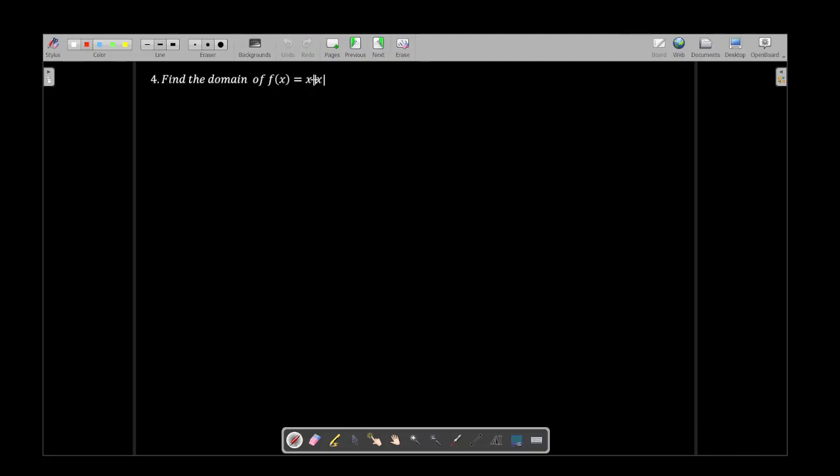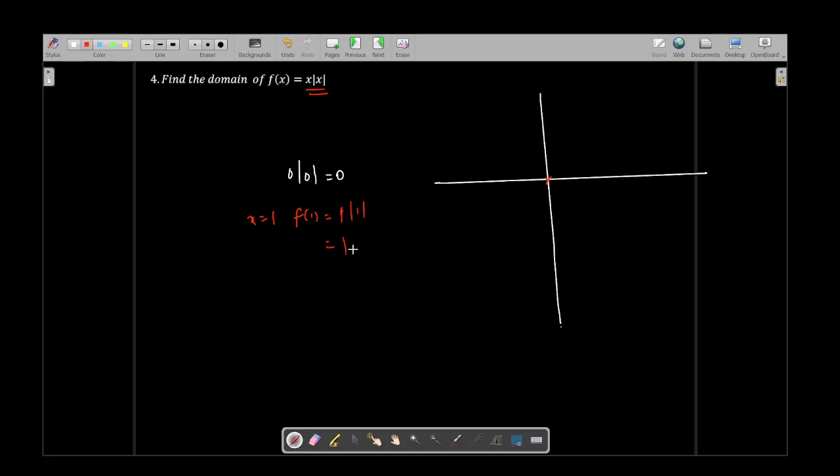Next problem. What is the domain of x mod x? Let us plot this function. If you put x is equal to 0, 0 into mod 0 is 0. So at 0 it is 0. If you put x is equal to 1, so f of 1 is equal to 1 mod 1 is 1. So f of 2 is equal to 2 times mod 2, which is 2 into 2, 4. So at 2 it is 4. So you'll get a parabolic curve if you keep on finding the values for x.